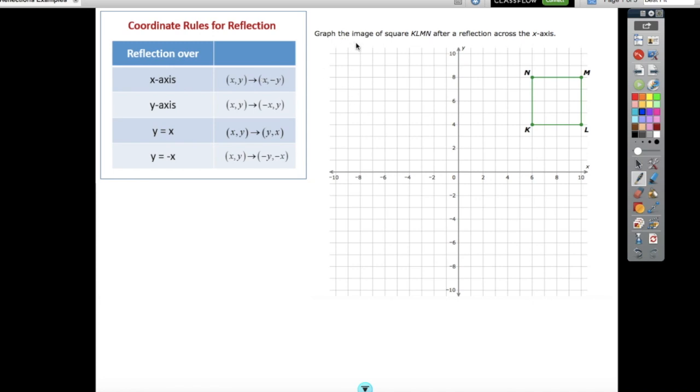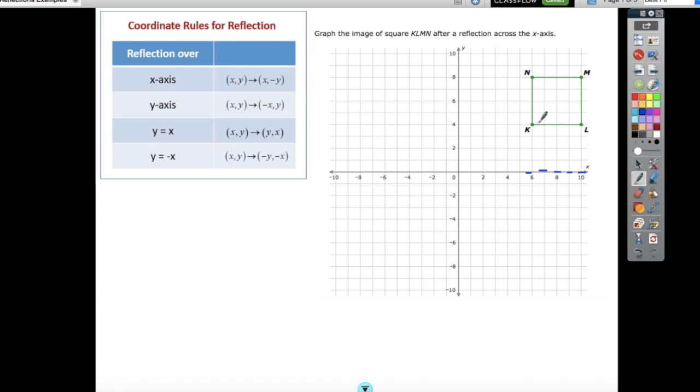So our first example asks us to graph the image of this square after a reflection across the x-axis. And if we look at our coordinate rules, the x values are going to stay the same and the y values stay the same, except they change signs and become the opposite. If we look at our picture, we have our x-axis right here, and if we're reflecting over that, it makes sense that our x-coordinates aren't going to change because we're going across this way and we're not going to the left or right in any way. And then our y values just become the opposite.